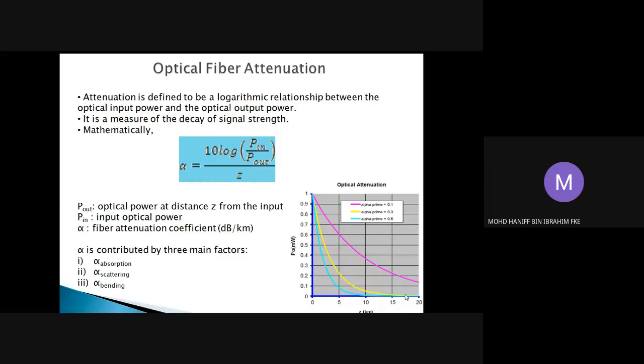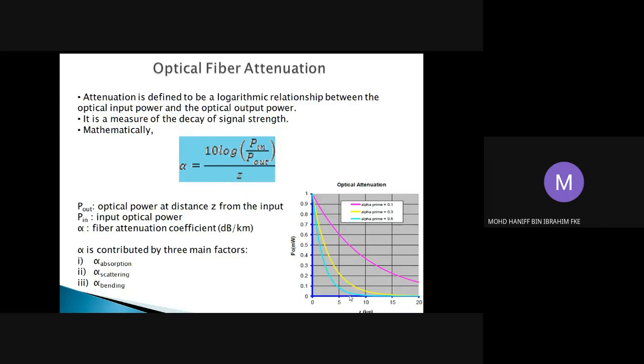the relationship between the output power and the distance z. The vertical axis is your output power, and the horizontal axis is the distance z, the measured distance. We can see the effect when we have three values of alpha. For example, I give you alpha of 0.1, alpha of 0.3, and alpha of 0.5.